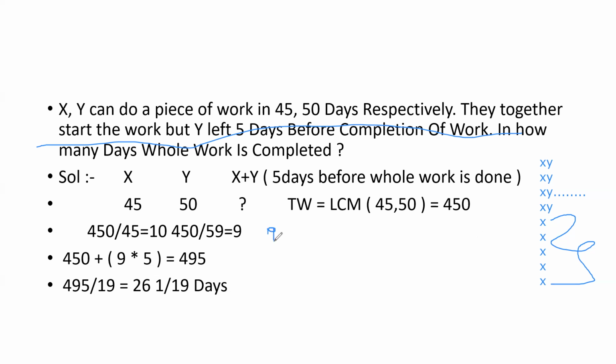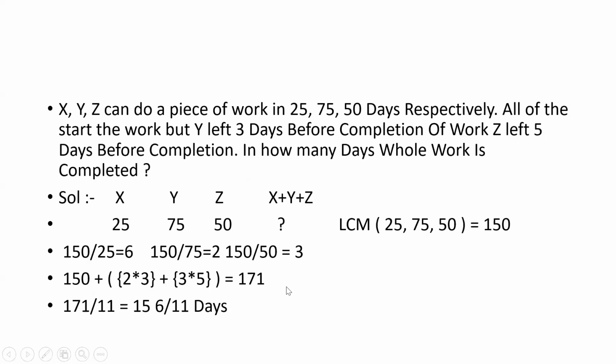This is about these questions. Now let's move to how we can solve if three persons are given. Suppose X, Y and Z can finish a piece of work in 25, 75 and 50 days. All of them start the work, but Y leaves 5 days before completion of work and Z leaves 5 days before completion of work. In how many days is the whole work completed?